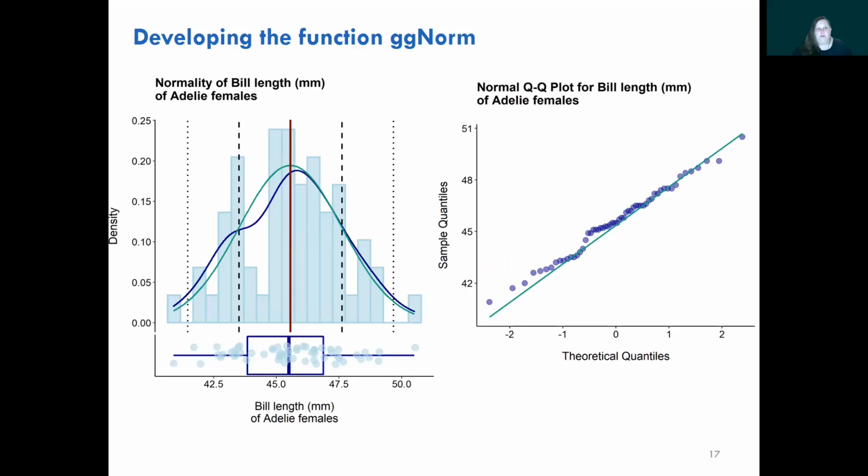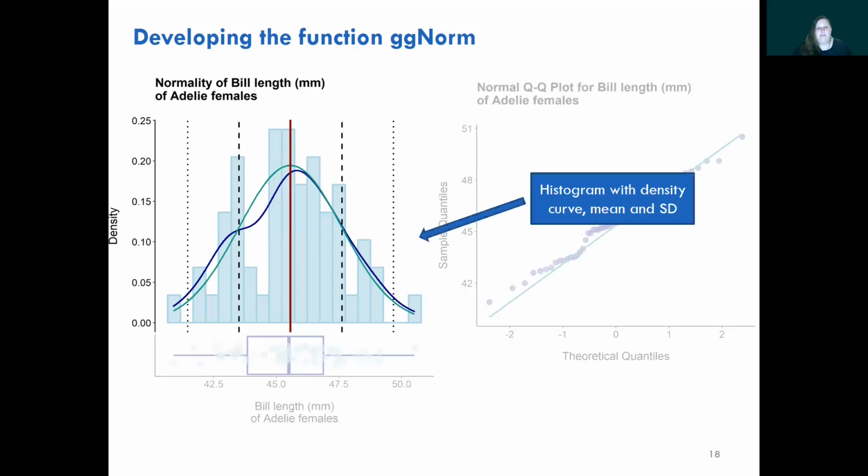Okay, now back to the actual function that we want to develop. This is the output of the function. We see these 3 plots here. The bigger plot on the left is a histogram with a density curve, the mean, and the standard deviation. As a small exercise for you, you could think until the next video about which elements you have to calculate, which you have to include as the input for the function, and which functions within your user-defined function you would use to create a plot like this.